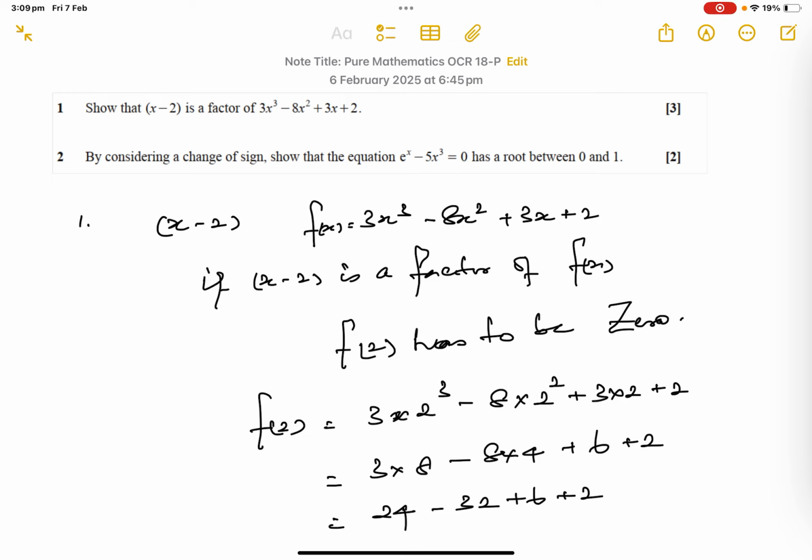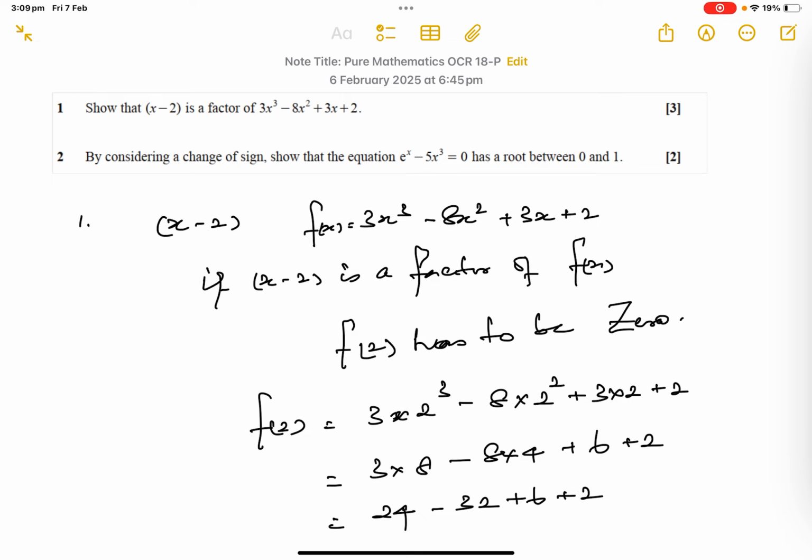If x minus 2 is a factor, then x equals 2 should satisfy the function. So in other words, it's a property of the remainder theorem. So f(2) equals 0.